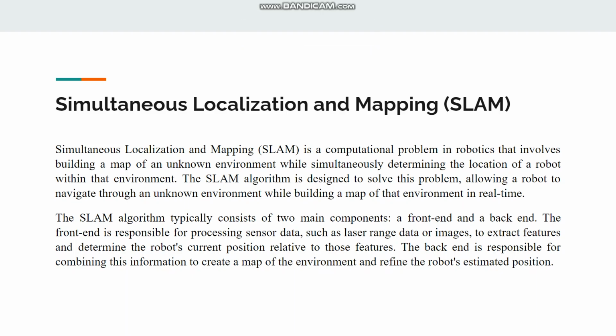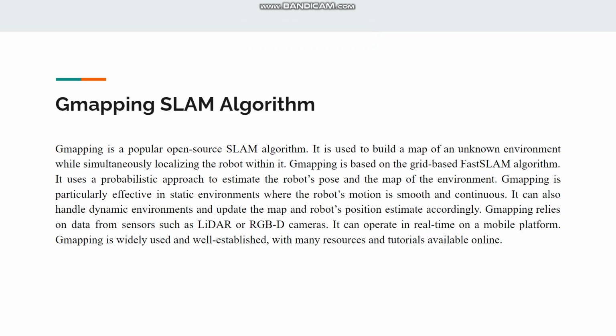SLAM is majorly used when the environment is completely unfamiliar, and the robot needs to map the environment. Once the map is generated using the SLAM algorithm, the A star algorithm uses it to navigate the environment. G mapping is the SLAM algorithm that we're using in this case. It is based on a particle filter algorithm such as FastSLAM.